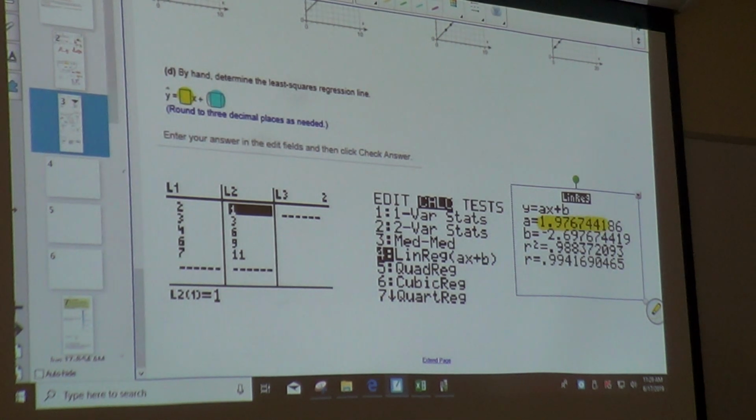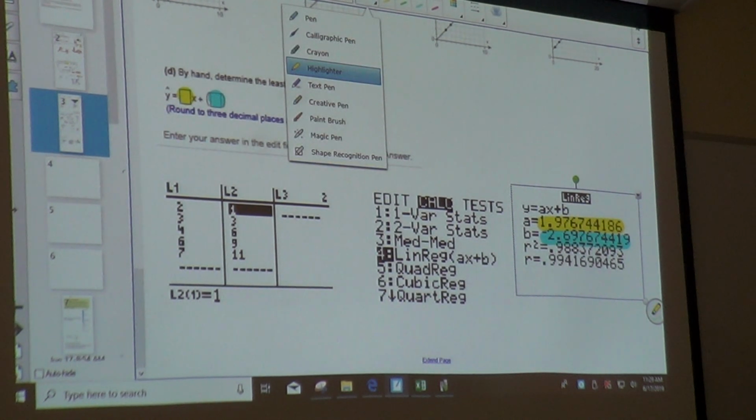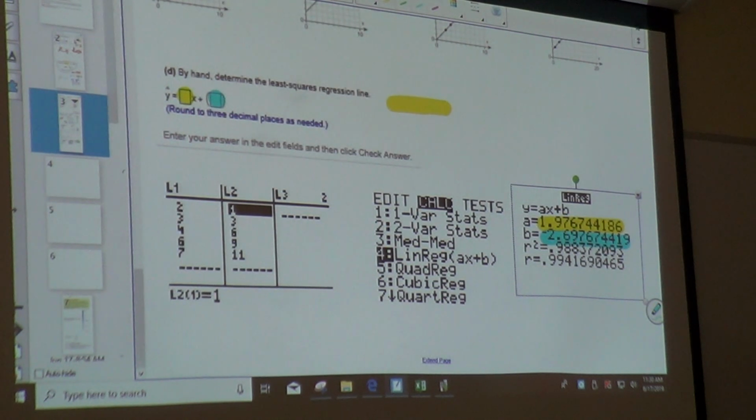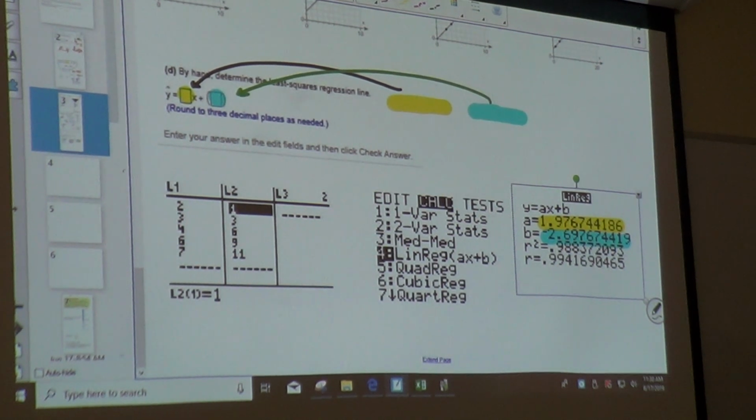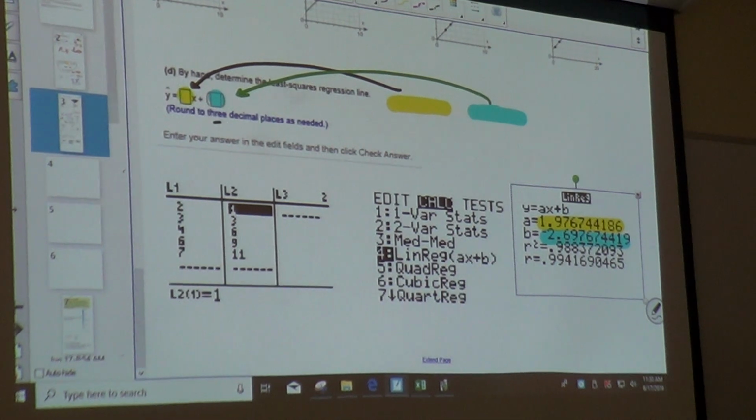So I'm going to type that in however many places they want. In the first little spot and in the second little spot, my little spots aren't big enough. In that little spot and in that little spot. So in my first spot, it says to 3 places. So it's going to be 1.977. The Y is already there, the X is already there, the plus is already there.